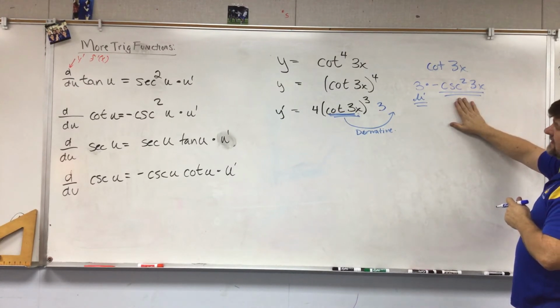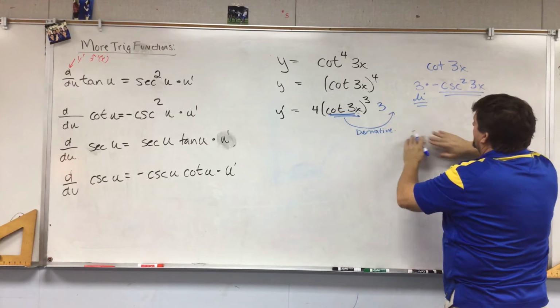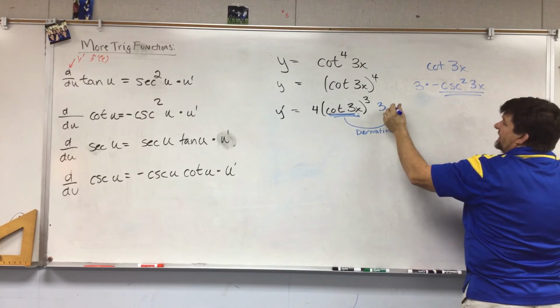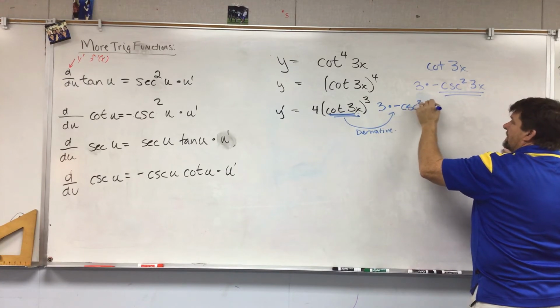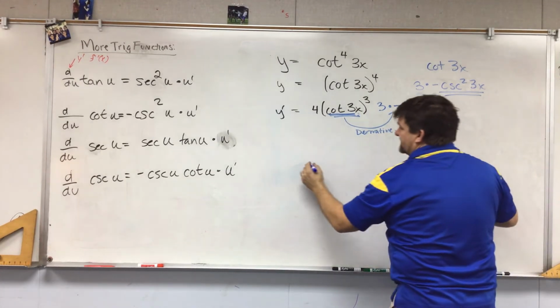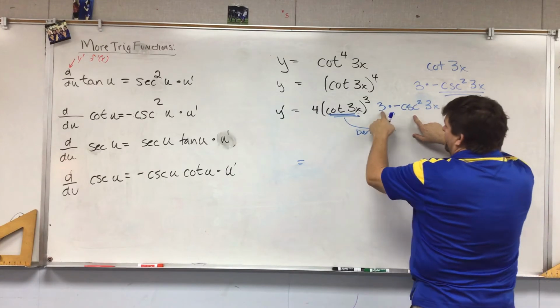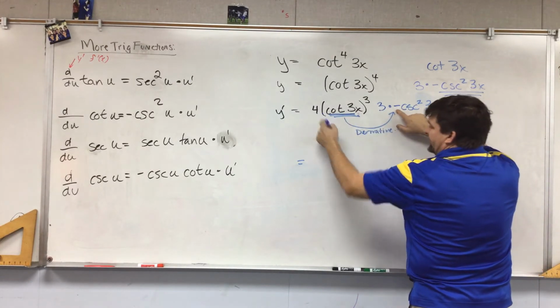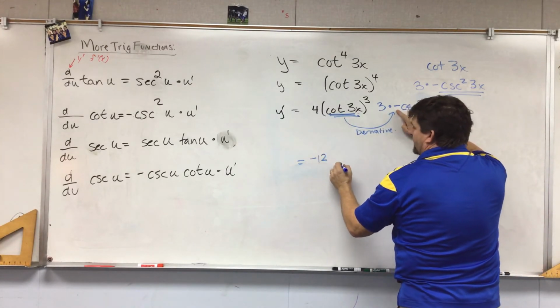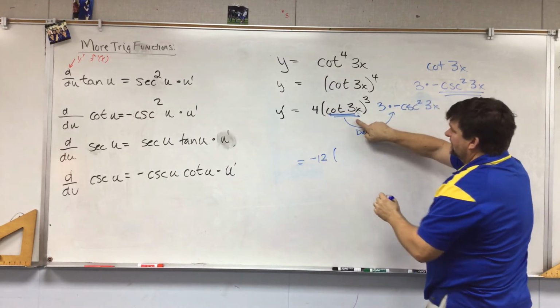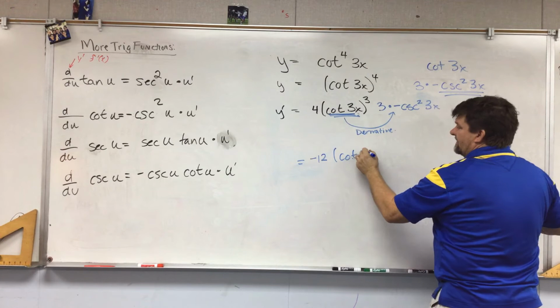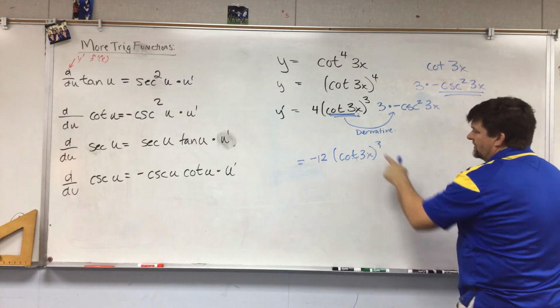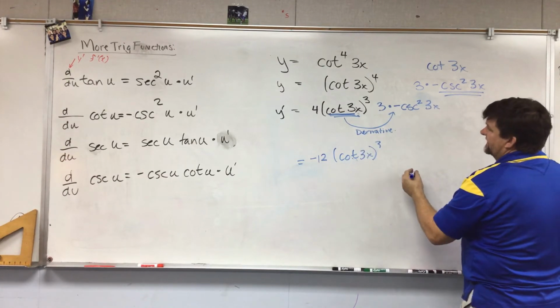You guys okay with that? This gets plugged in right here. So I'm going to put it in right here. Let's clean all this up. 4 times 3 is 12 times a negative, negative 12, times our cotangent of 3x to the third. You can move it back in there if you'd like. I just leave it like this.